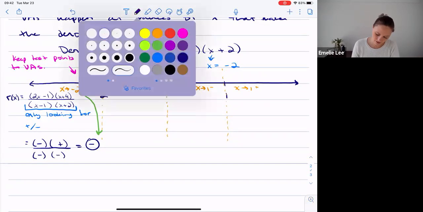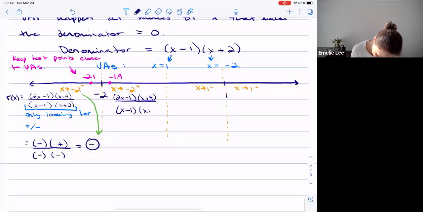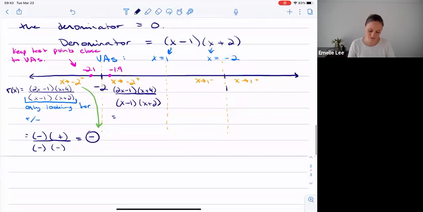Okay, so we've got -1.9, and I'll write out our 2x minus 1 times x plus 4 again, over x minus 1 times x plus 2. It's just nice to be able to see plugging it in every time, or if you don't want to write it out, you don't have to. You can just do your positives and negatives. So 2 times -1.9 now is still going to be roughly -4, and then -1 is still negative. -1.9 plus 4 is still going to be positive, over -1.9 minus 1, which is still going to be negative.